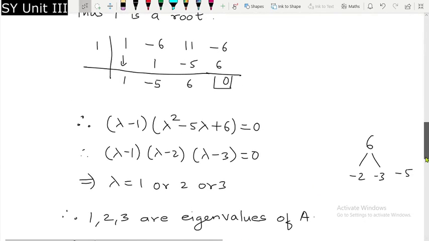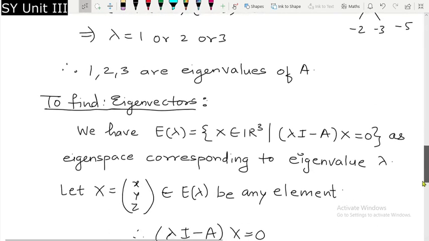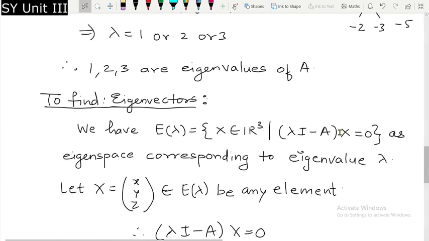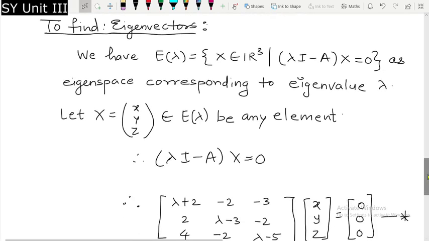So 1, 2, 3 will be the eigenvalues. Now we'll go for the eigenvectors. So I will say we have this as the eigenspace corresponding to eigenvalue lambda. So I have taken a vector from this E of lambda. Why is it a vector from R3? Because we are dealing with a 3 by 3 matrix, and we'll get this kind of equation because that is what we are having in E of lambda.